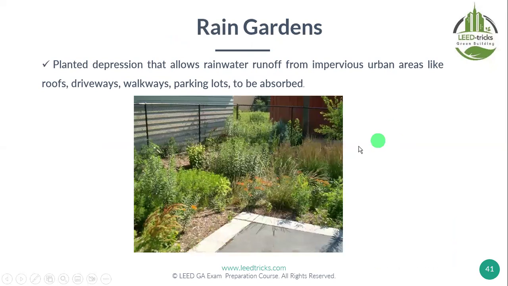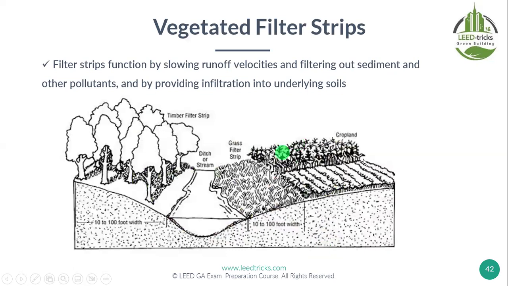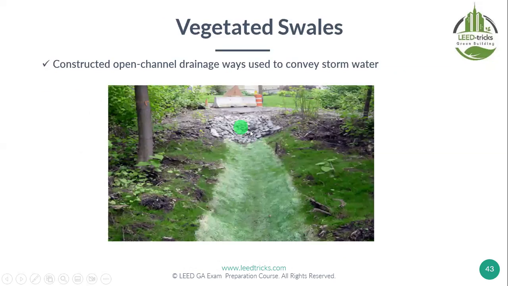Rain garden is simply a green area. It's a garden, but when we talk about water, we call it a rain garden. Then vegetated filter strips like this. See, when the water runs here and comes here and infiltrates here, we put a ditch or stream here. Ditch means stones like this. Under this ditch, it is maybe a sediment trap.